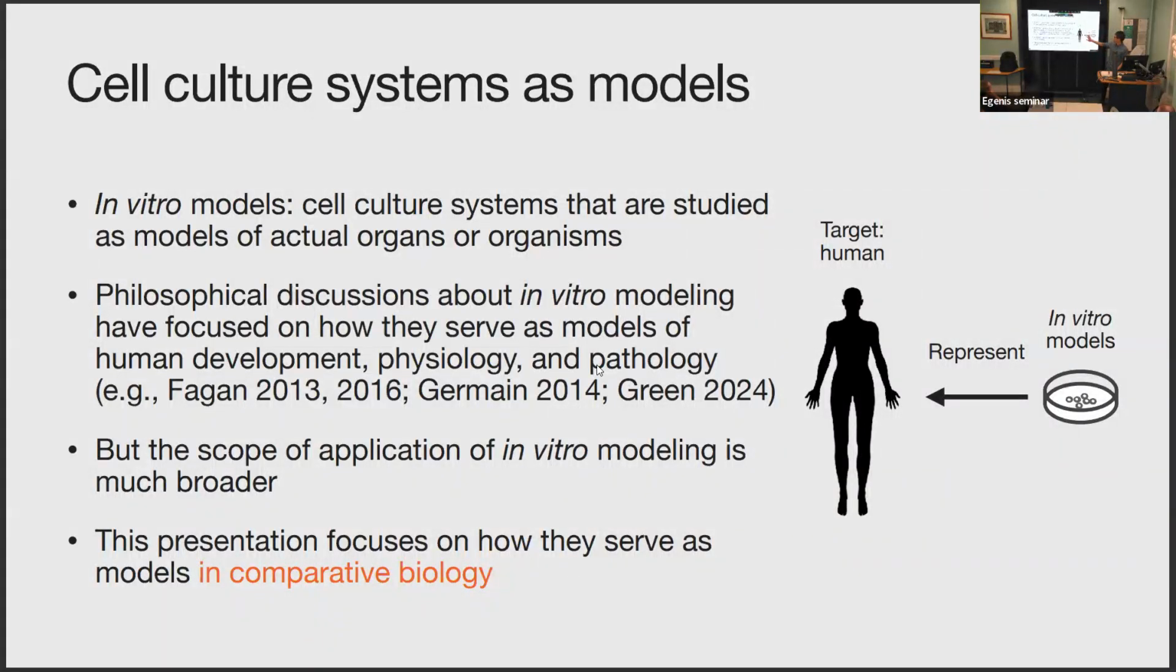And here I have a very simplified schematic representation. You have in vitro models, which represent the target system, the human body. And this is fine. It makes good sense that many philosophers are interested in the use of in vitro models in this type of biomedical context, because that's what many people care about. But the scope of application of in vitro modeling is much broader and expanding, especially recently. And this presentation focuses on how in vitro models serve as models in a comparative biology context.